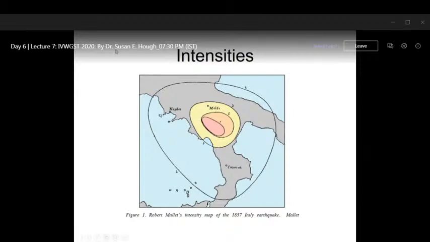And I'm sure you've seen this before. This was pioneering work by Robert Mallet in 1857, and he had his own scale, but strongest shaking and then less shaking. So this is an intensity map. So this is an idea that goes back to the 19th century.